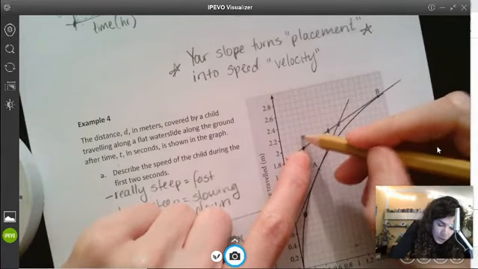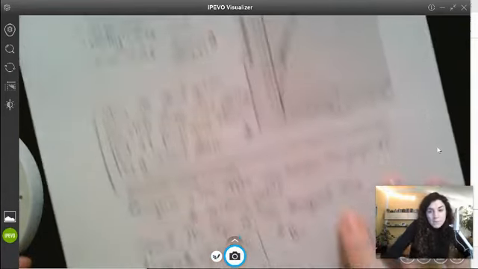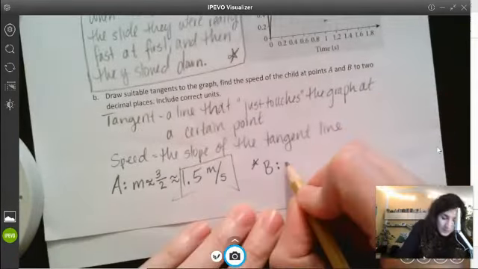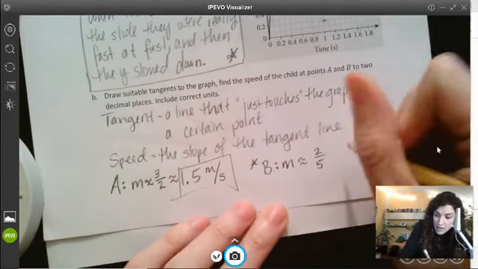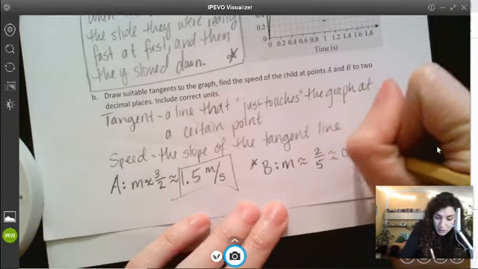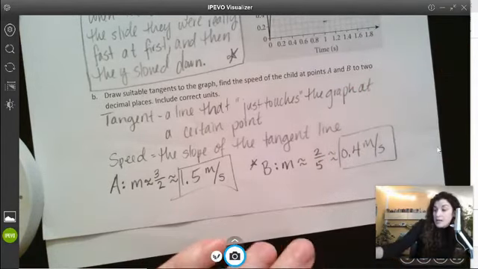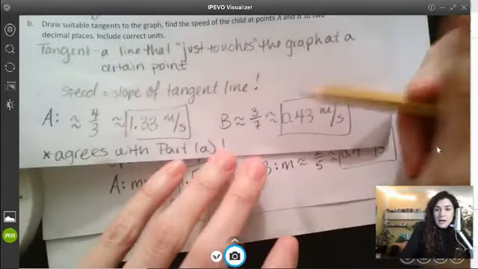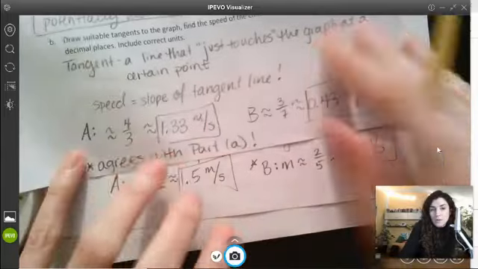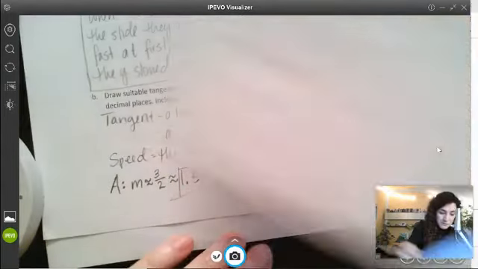So my rise is 1, 2. My run is 1, 2, 3, 4, 5. So my slope is about 2 over 5, which is about 0.4, again, meters per second. Mine, when I did it the first time on the answer key, was 0.43. So compare, contrast, about the same.